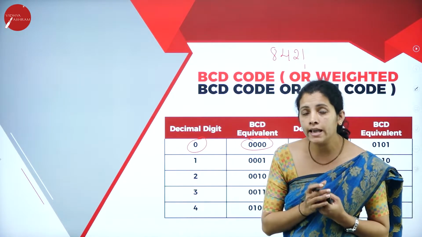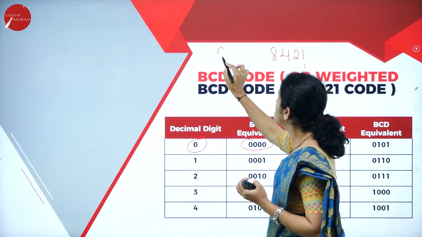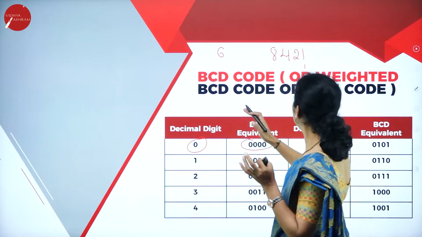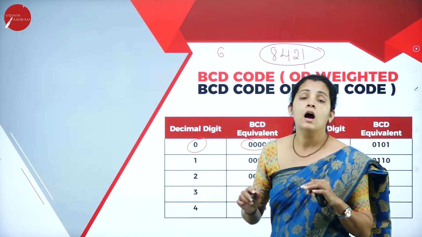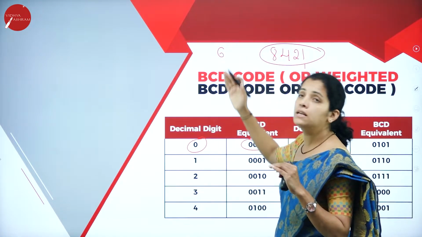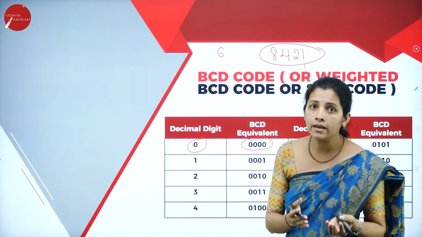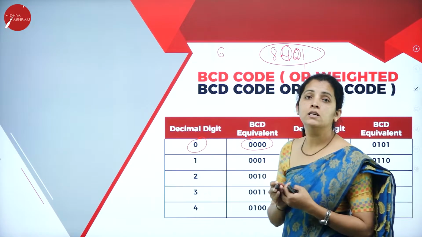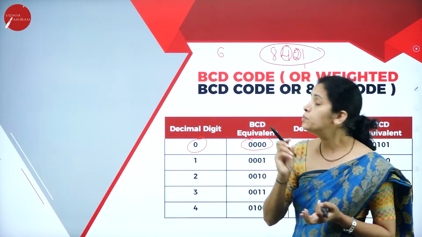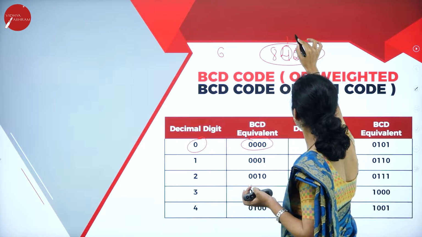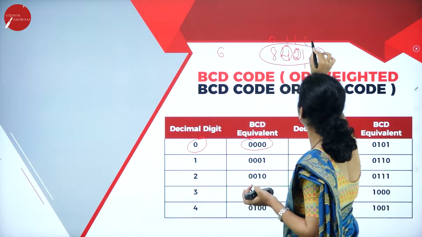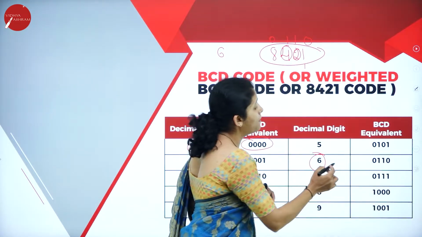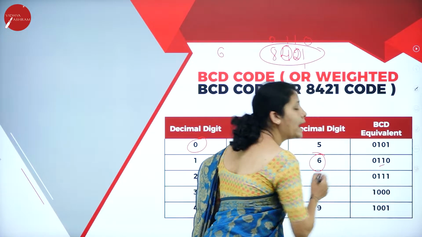Now, consider another example that I'm having decimal number 6. Now, I want to convert this number to BCD, or I want to represent this decimal number in BCD. How can I? By adding 4 plus 2, I'm going to get 6. So, what I will do? I'm going to place 1 in front of 4 and 2, and in the remaining places I'll write 0. If I consider this table, to represent 6, I'm having 0, 1, 1 and 0.